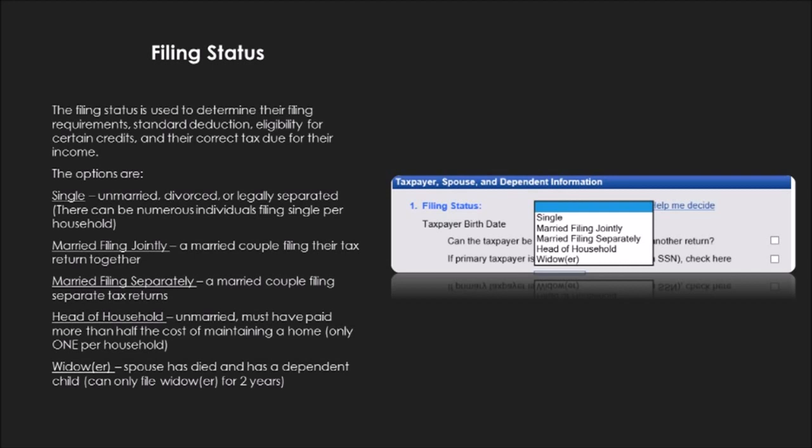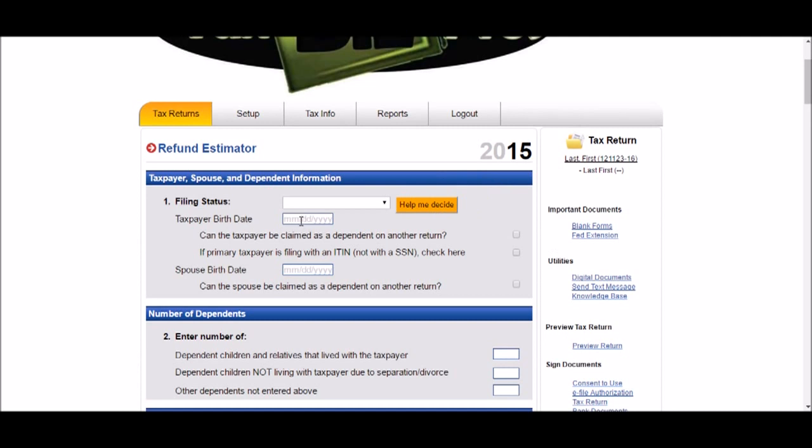Next is the taxpayer birth date, and whether the taxpayer can be claimed as a dependent on another taxpayer's tax return. Check the box to indicate this. It is important to check this box. A dependent may be required to file a tax return if they received income within a certain range.